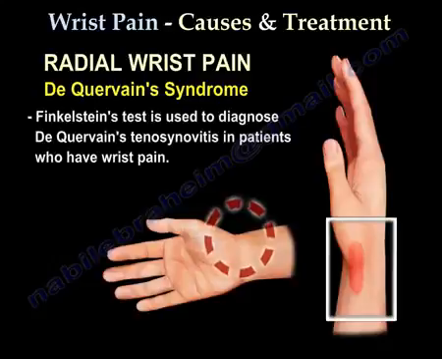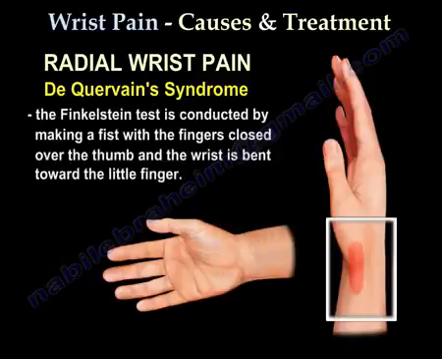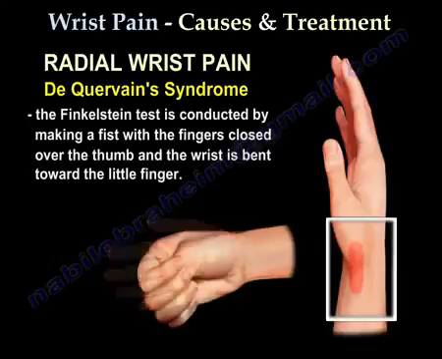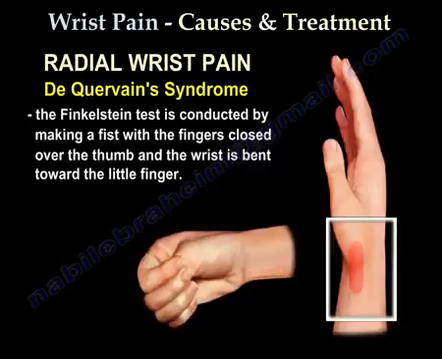Finkelstein's test is used to diagnose De Quervain syndrome in patients who have wrist pain at the radial side. The Finkelstein test is done different ways, but the best way is to ask the patient to make a fist with the fingers closed over the thumb and the wrist is bent towards the little finger.